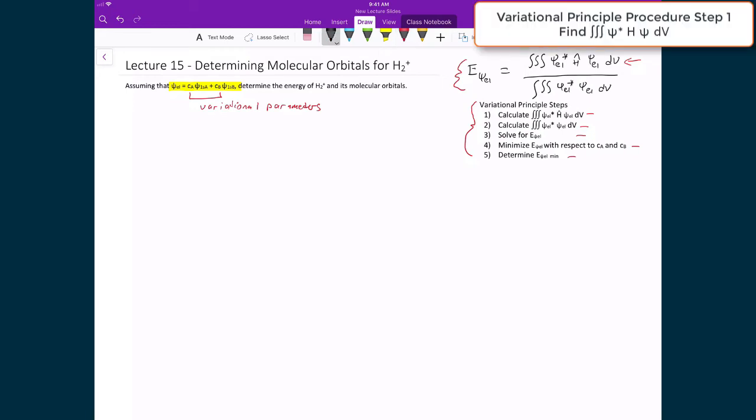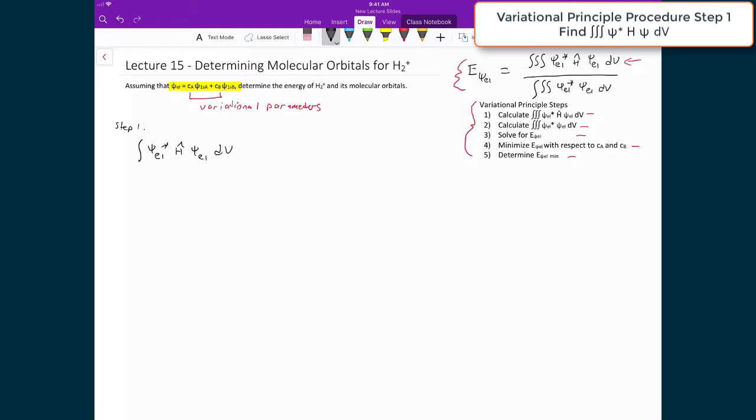So starting with step one, this is now calculating the numerator of this expression. And so that just means I'm going to be doing the integral over all space, which I'm going to simplify by just writing one integral for the time being, but it represents the integral over all space. I'm going to take the complex conjugate of my trial wave function solution. I'm going to have the operator, the Hamiltonian, and then I have my trial wave function solution.